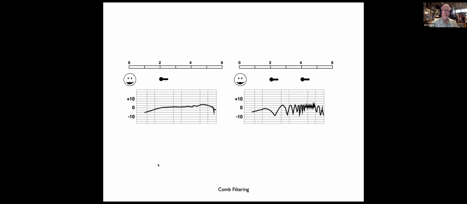The other thing is comb filtering. Here's an example of a voice into a microphone, and you get a certain frequency response out of that. Now, when you mix in a second microphone at a different distance, then you get what's called a comb filter, because certain frequencies will cancel. They will be out of polarity and cause cancellation dips.